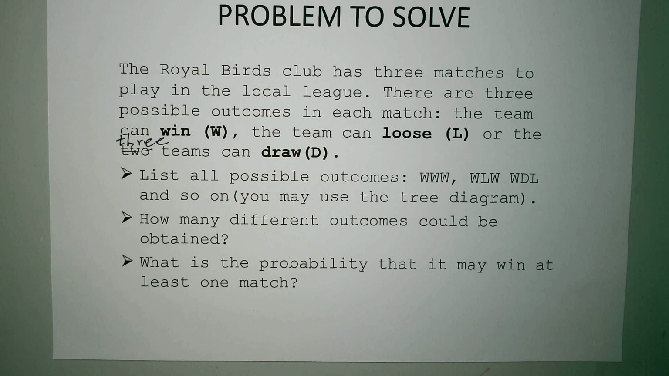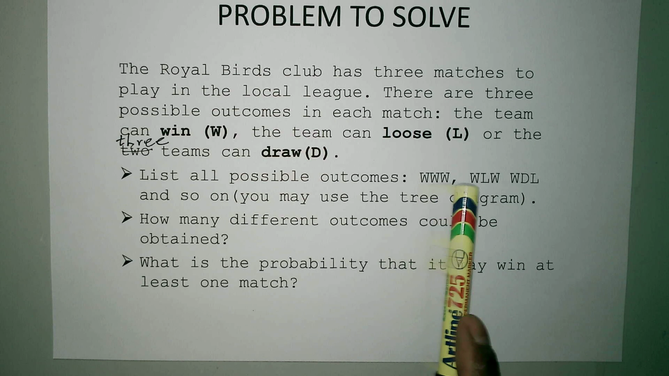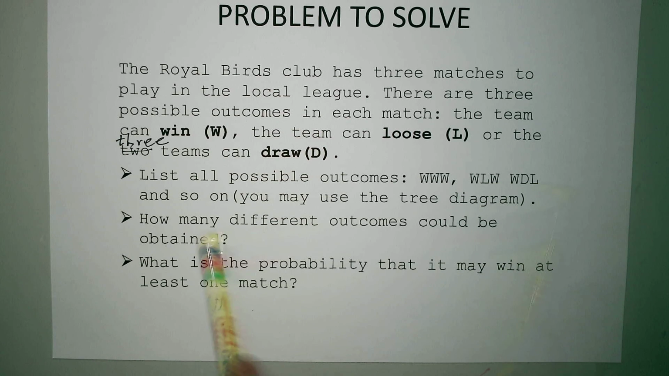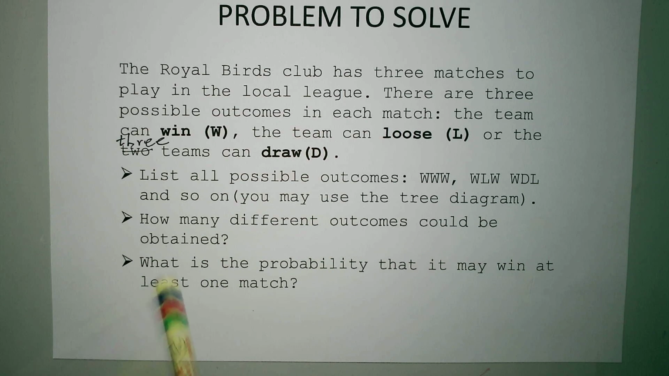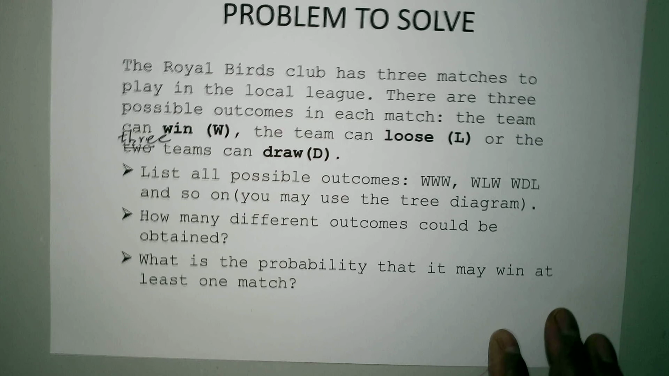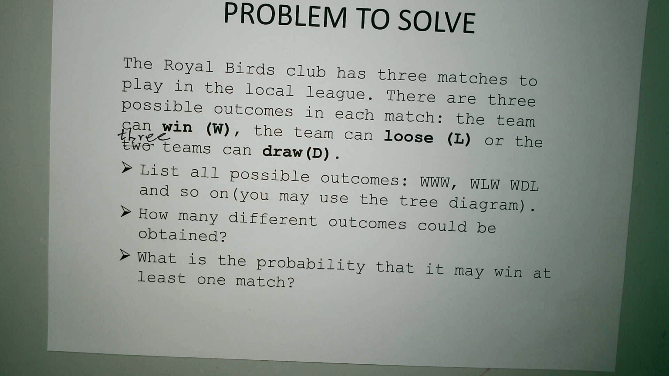List all possible outcomes. These are the possible outcomes: win, win, win; win, lose, win; win, draw, lose; and so on. You may use the tree diagram. How many different outcomes can be obtained, and what is the probability? What is the probability that it may win at least one match? At least one match.